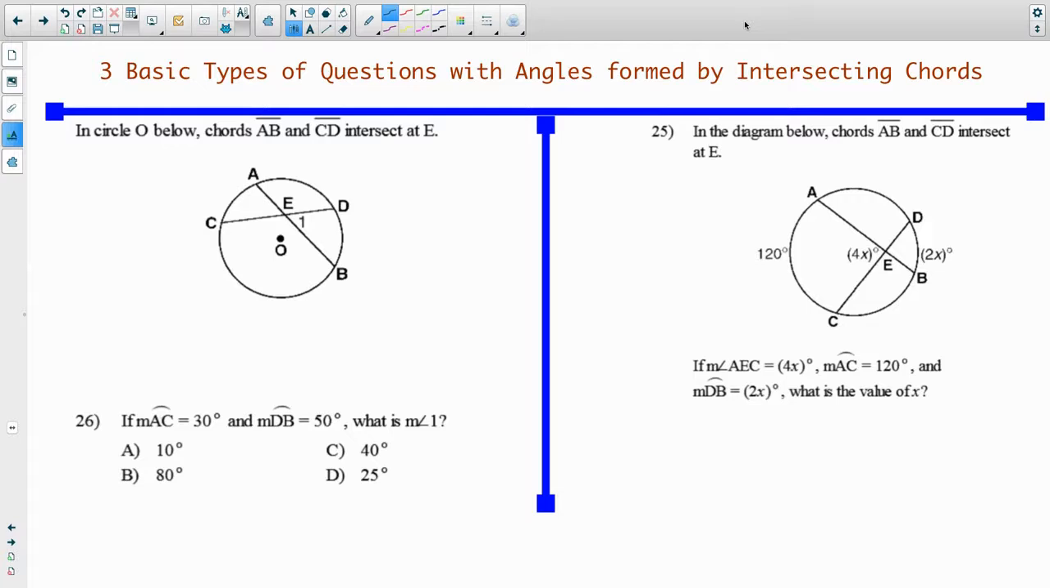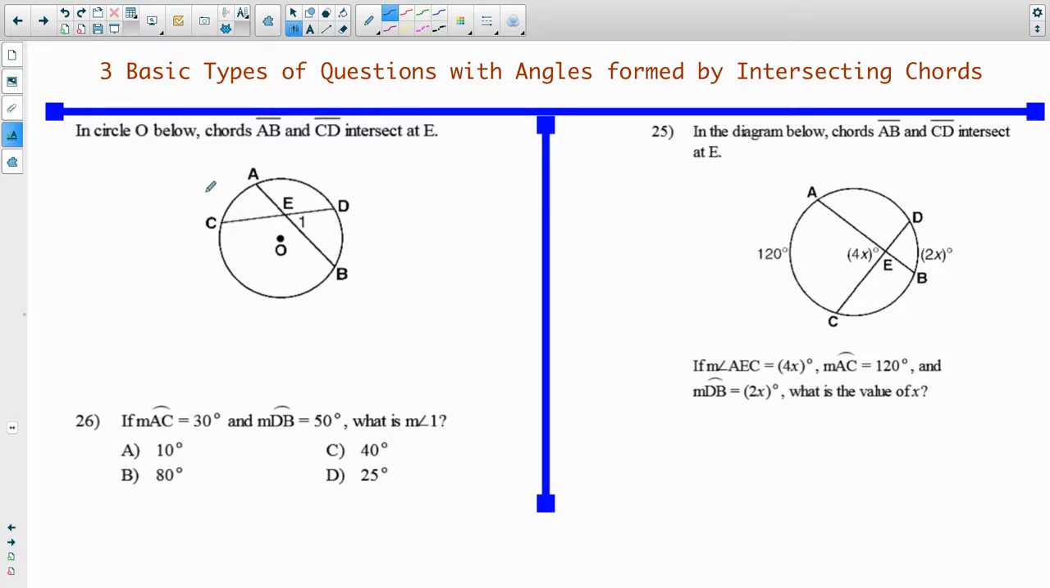Okay, let's take a look at three very basic types of questions with angles formed by intersecting chords. Let's look first at question 26. In circle O below, chords AB and CD intersect at E. If the measure of arc AC is 30 degrees and the measure of arc DB is 50 degrees, what is the measure of angle 1? Well, they put a little 1 in there to make it simple.